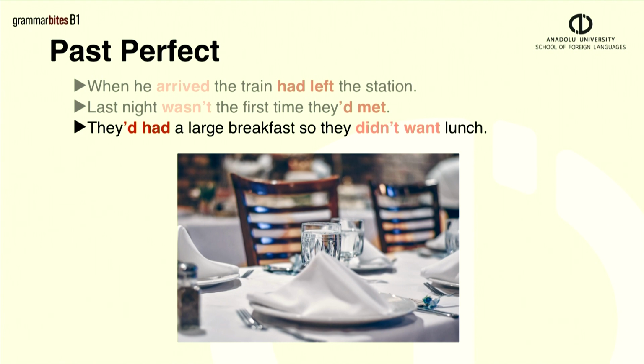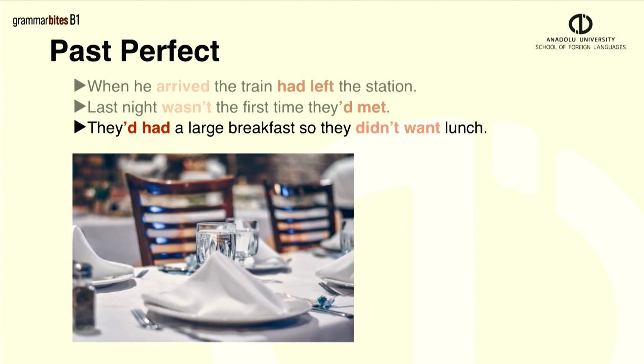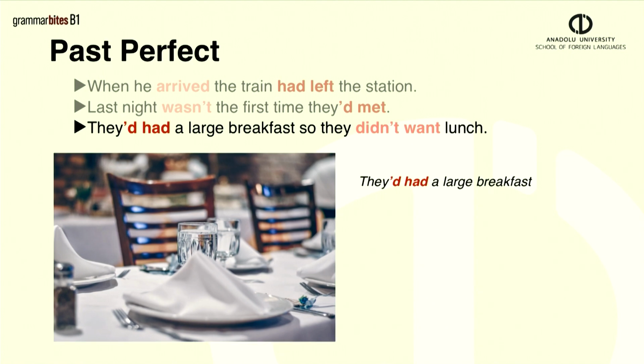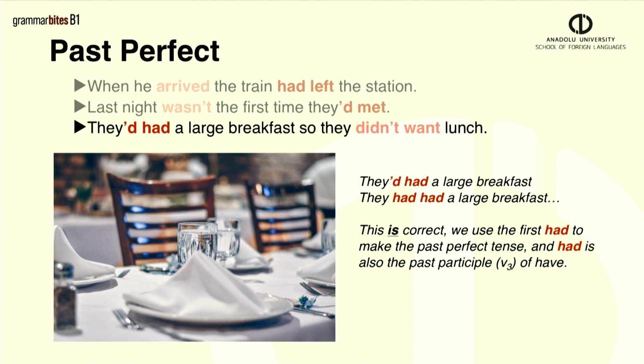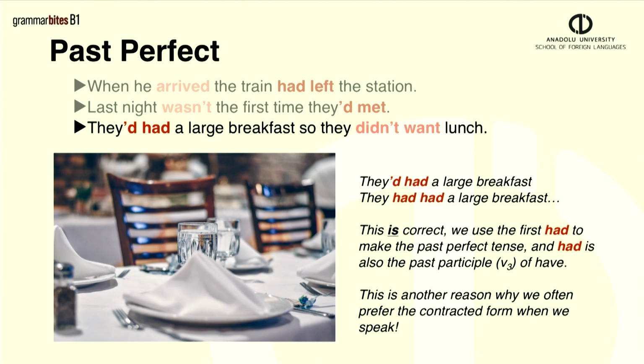Let's look at this sentence in a bit more detail. They'd had a large breakfast. What's the longer form? They had had a large breakfast. This may sound strange, but it is 100% correct. We need had to make the past perfect tense, and had is verb 3, the past participle, of the verb have. Had had. Had had is quite difficult, or at least it's slow to say. This is another reason why we often prefer the contracted form when we speak. They'd had is easier and quicker than they had had.